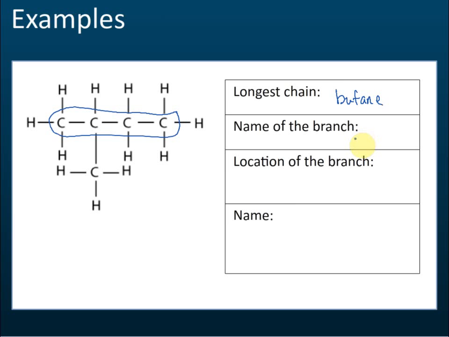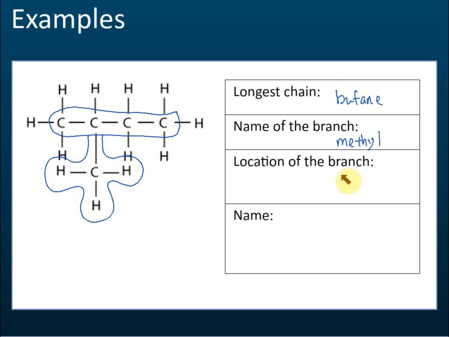The second thing is we need to identify the branch. Obviously, there's one branch here. All the branches are alkyl, remember. This is a branch with only one carbon. Do you still remember the name for a branch that only has one carbon? Yes, it's methyl, not methane. Methane is the alkane; this is alkyl. So the name of the branch is methyl.